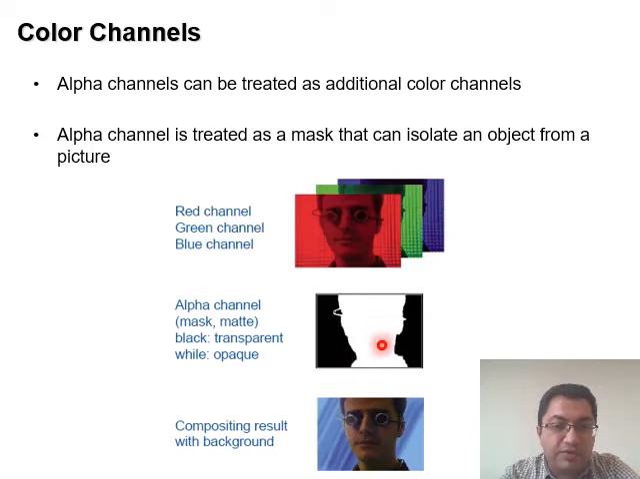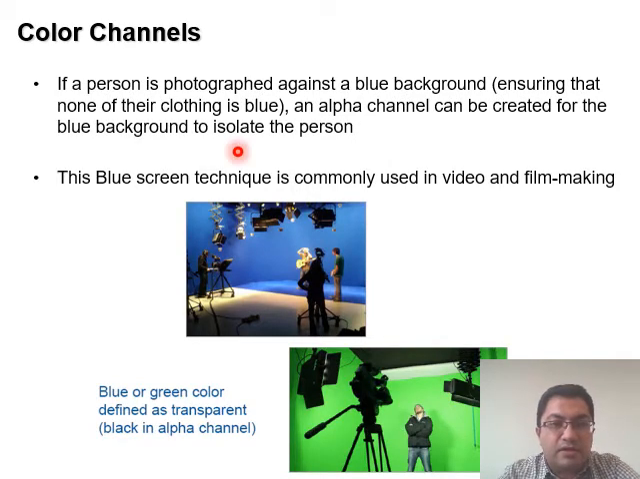Okay. Once you do that, you can extract the face, and then you can composite. You take that face and put it on another image, and you get something like this: a face on a different background. This is actually used in filmmaking. You probably have seen this before when they shoot a movie, and the actor is filmed in front of a blue screen or a green screen. They call it the blue screen technique.